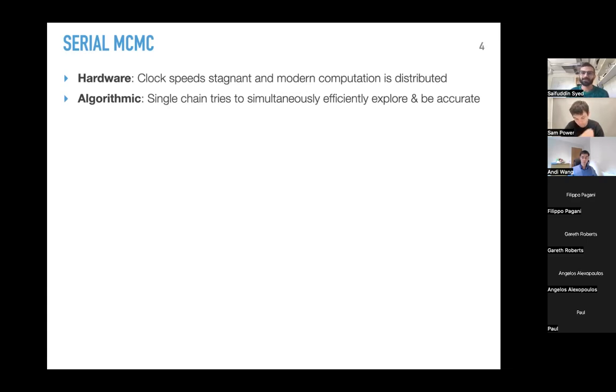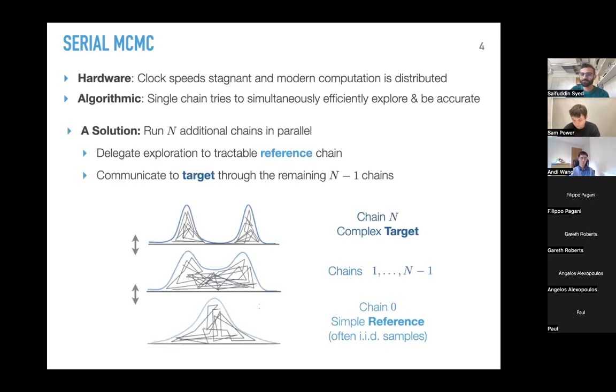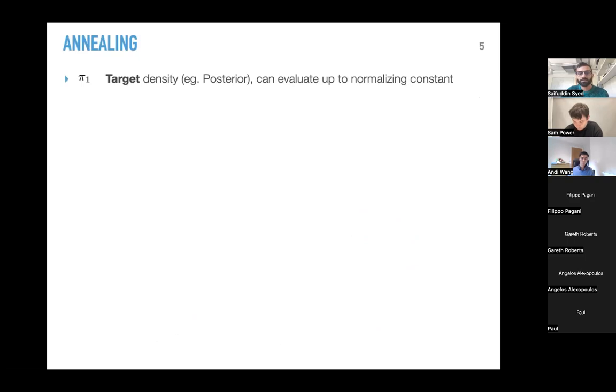And on the algorithmic side, the MCMC chain has to simultaneously do two things which are somewhat orthogonal to each other. It needs to be responsible for efficiently exploring the state space while also being accurate while it's exploring. So in general, we can resolve this by delegating the task of exploration to a reference chain that we know can mix, and let the target just be responsible for accuracy. By introducing an intermediate set of distributions that interpolate between the reference and the target, we can allow the reference to communicate information to the target itself, allowing for hopefully better exploration across the state space. So the platform that this algorithm is built upon is called annealing.